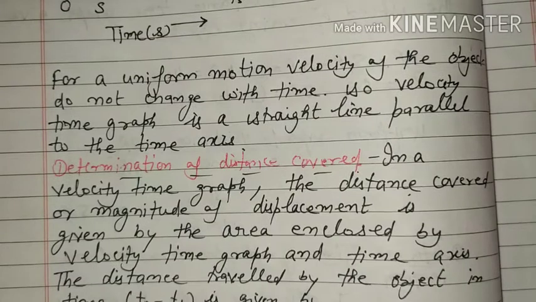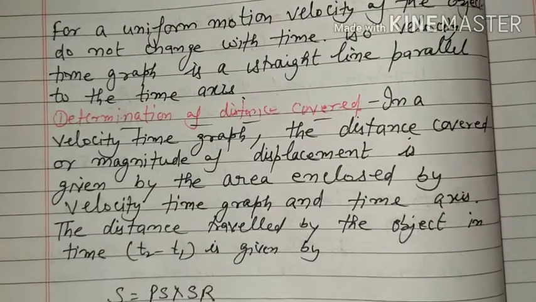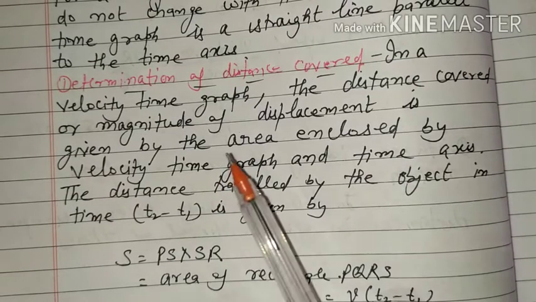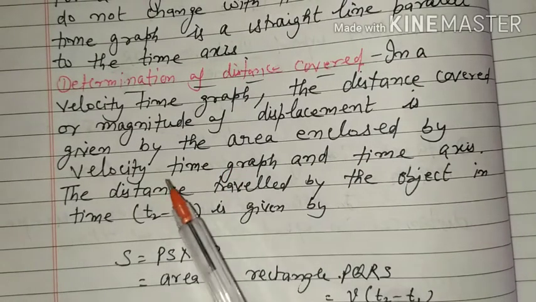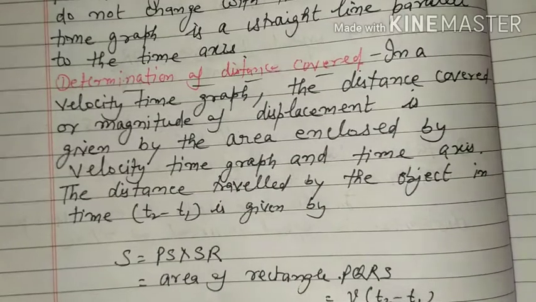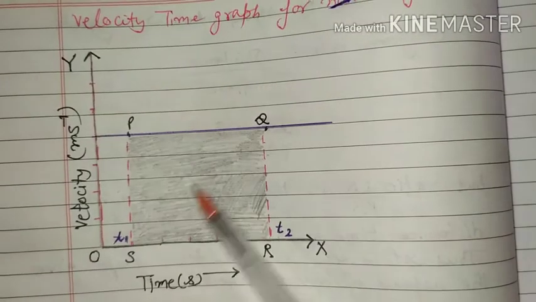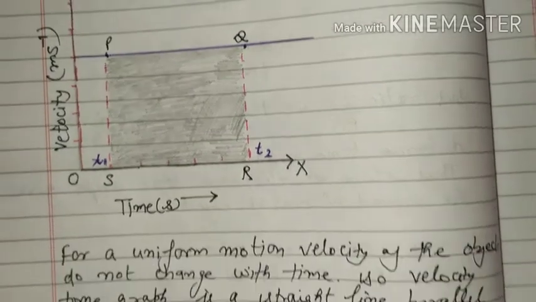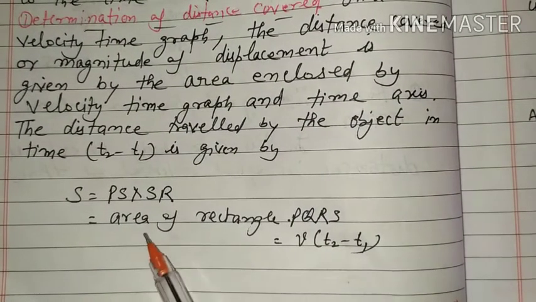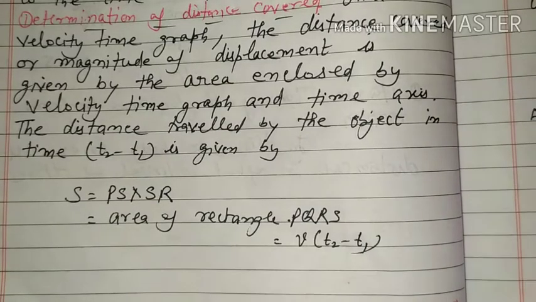Now determination of distance covered. In a velocity time graph, the distance covered or magnitude of displacement is given by the area enclosed by the velocity time graph, that is, the area enclosed by this graph. You see here PS into SR, that is the area of rectangle PQRS.